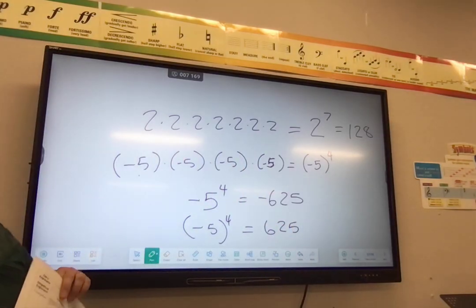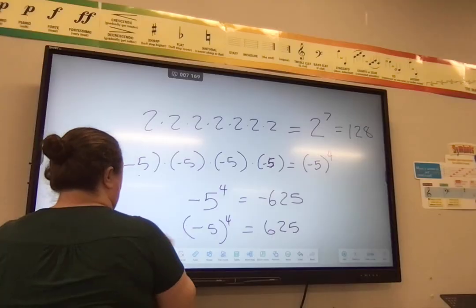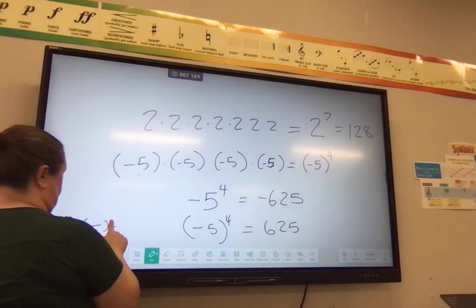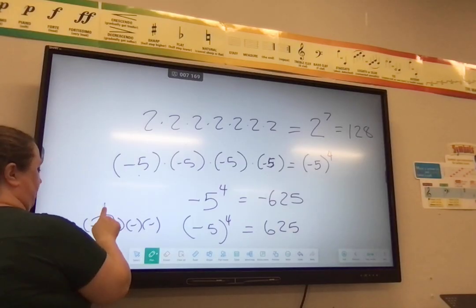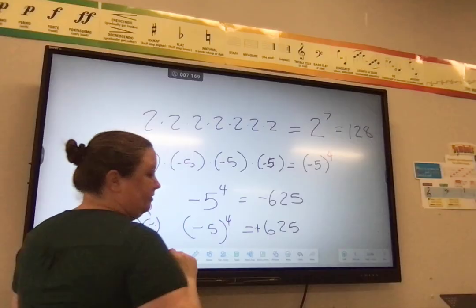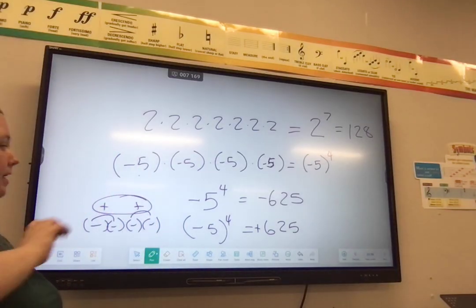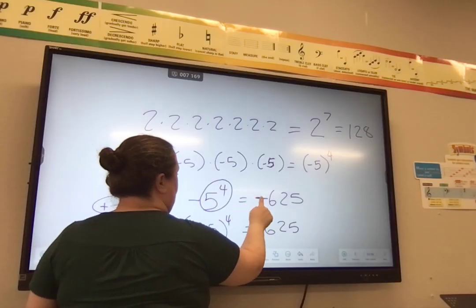Okay, so the difference comes in with the sign. When you have it in parentheses, it's like saying negative times negative times negative times negative. Well, these two make it a positive, these two make it a positive, and a positive times a positive makes your answer positive. This one, you would do the exponent part first, and then just plug in the negative on the end of it.